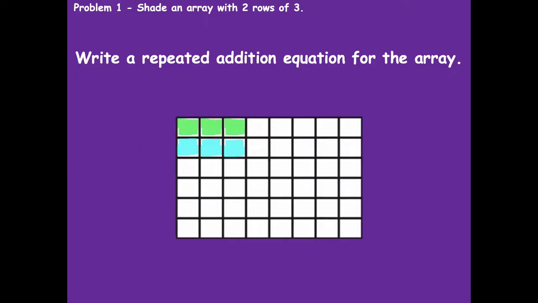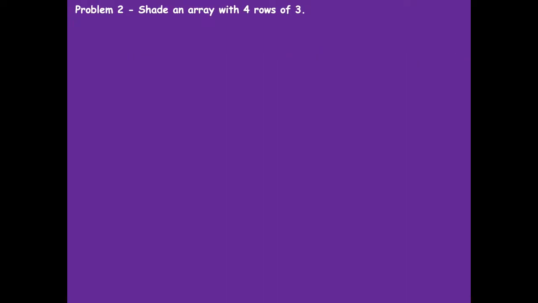All right, friends, pause if you need more time. Otherwise, here's what I came up with. So 3 plus 3 equals 6. I can see that there's 2 rows of 3, so that's why we have 3 plus 3, and that equals 6. All right, so now we're going to look at problem 2.